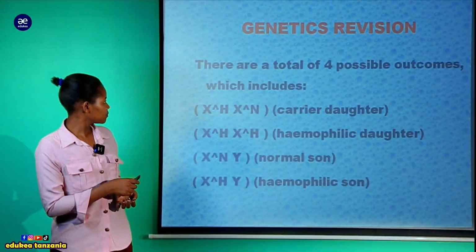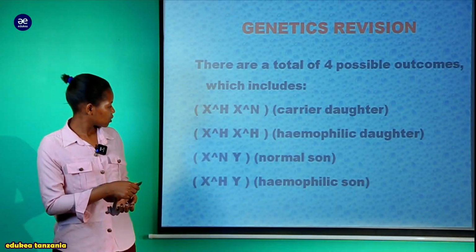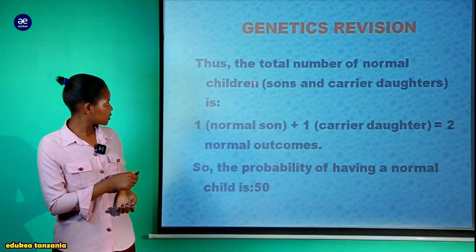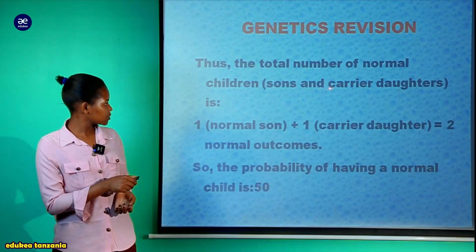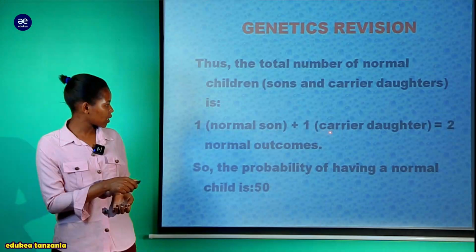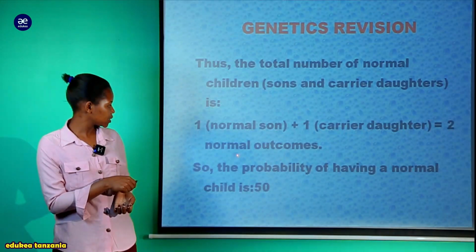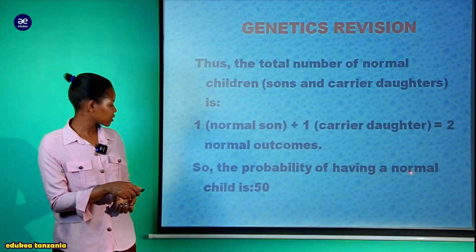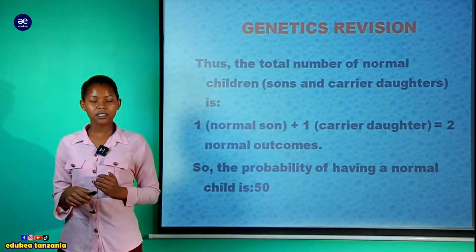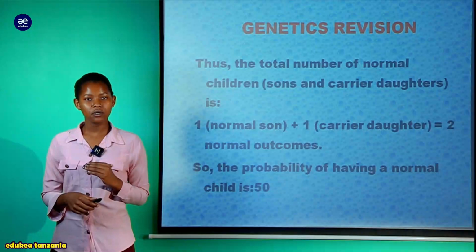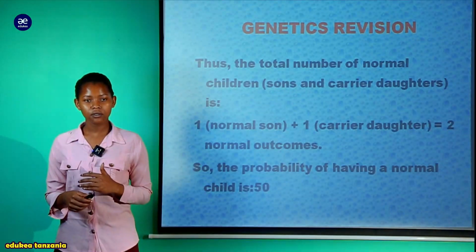And then we can see the total number of normal children, son and carrier daughters, is 1 normal son plus 1 carrier daughter. We get two. That is normal outcomes. So the probability of having a normal child is 50%, because there are two who were normal out of 4 offspring.